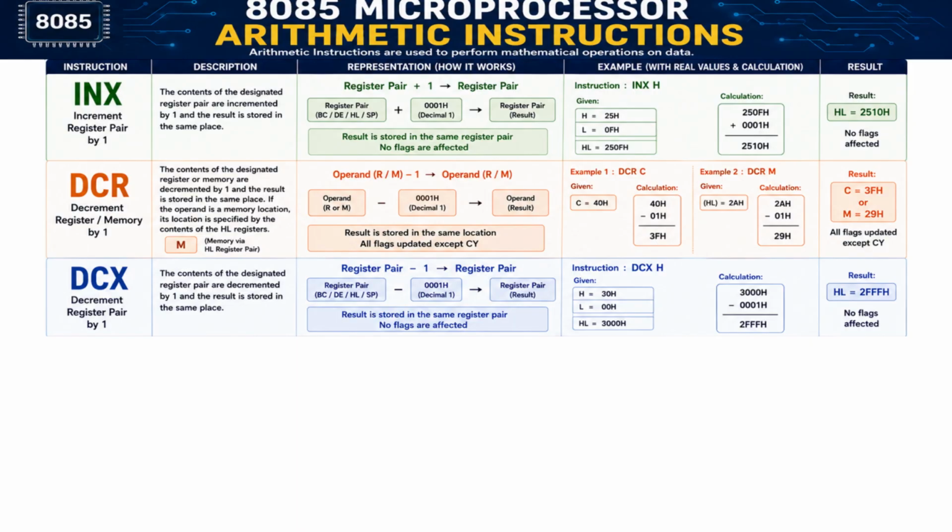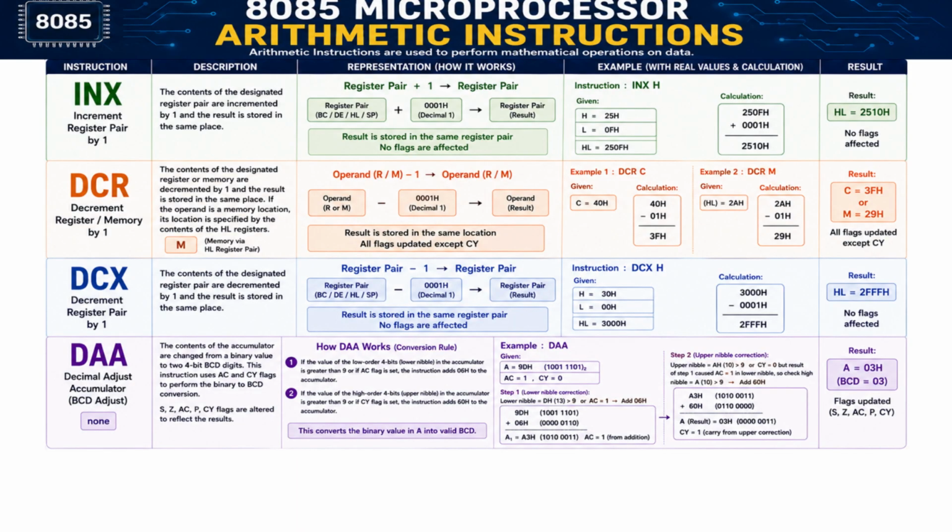Now let's study the final arithmetic instruction, which is DAA. DAA stands for Decimal Adjust Accumulator. This instruction is a little different from all the previous instructions. It is used to convert the binary result stored in the accumulator into a valid BCD number. The instruction is commonly used in applications like digital clock, calculator, digital counter, and 7-segment display, where decimal numbers need to be displayed correctly. Now let's understand how DAA works.